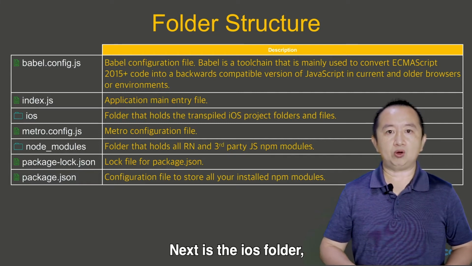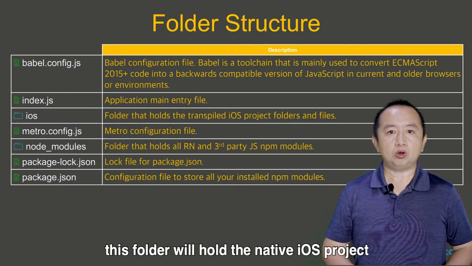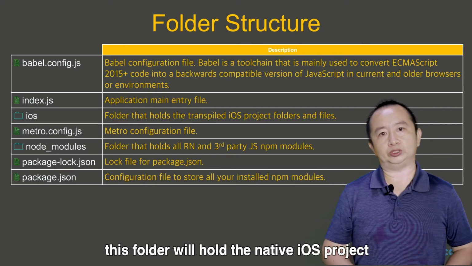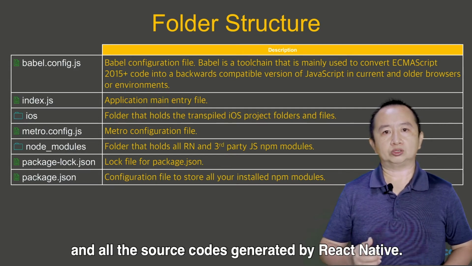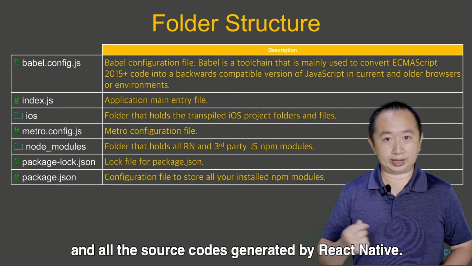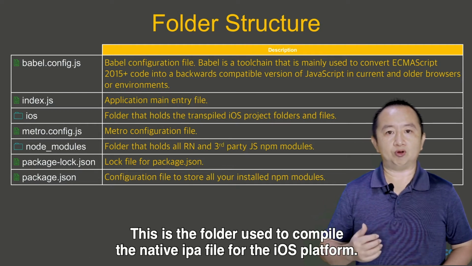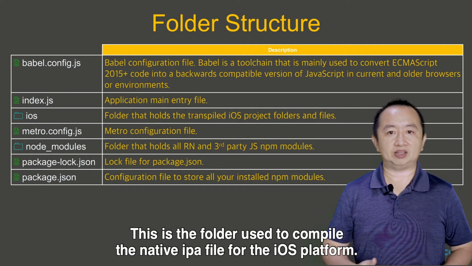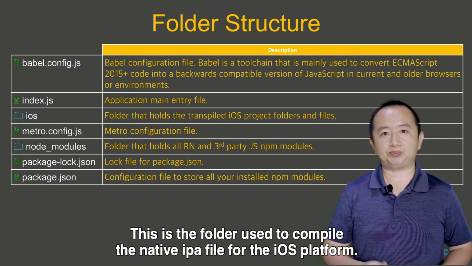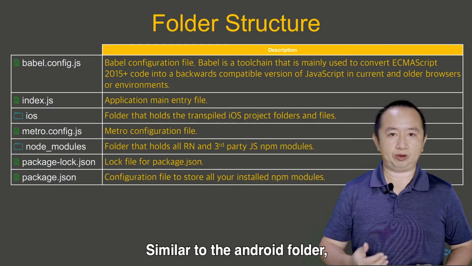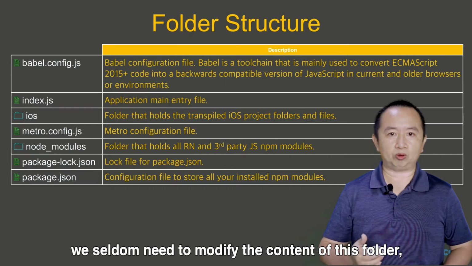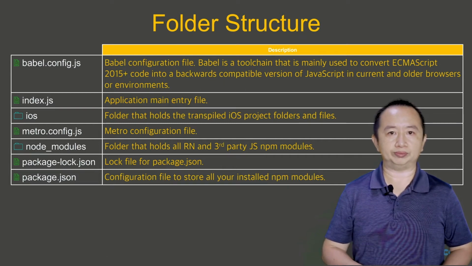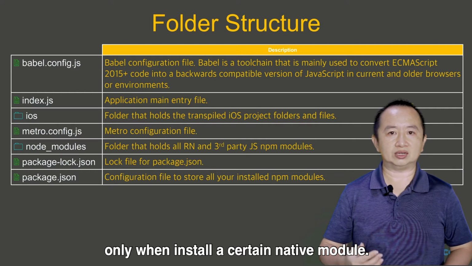Next is the iOS folder. This folder will hold a native iOS project and all the source code generated by React Native. This is the folder used to compile the native IPA file for the iOS platform. Similar to the Android folder, we seldom need to modify the content of this folder, only when installing certain native modules.